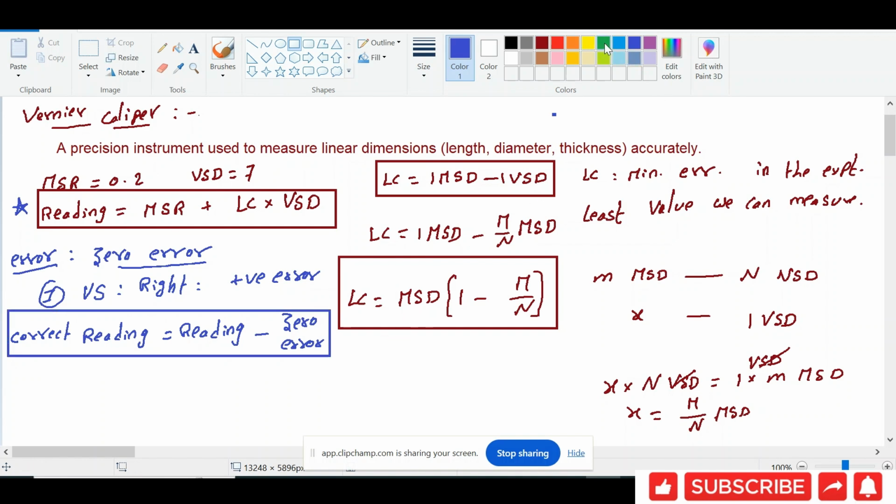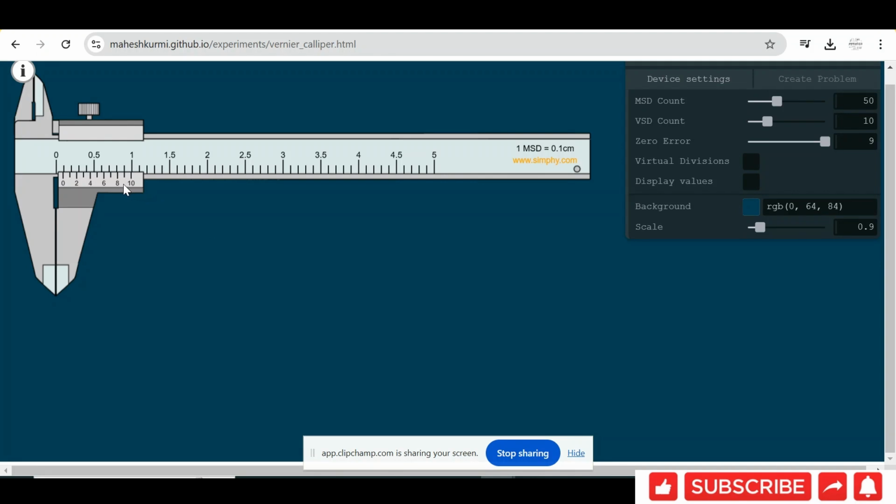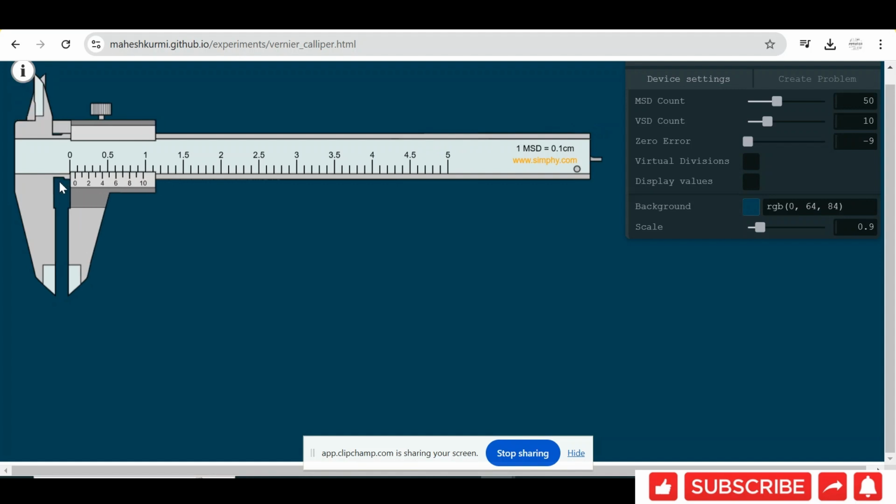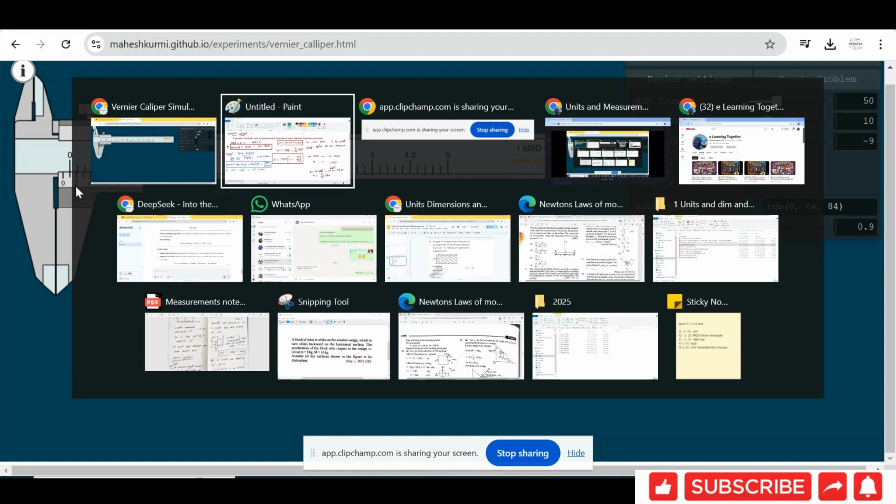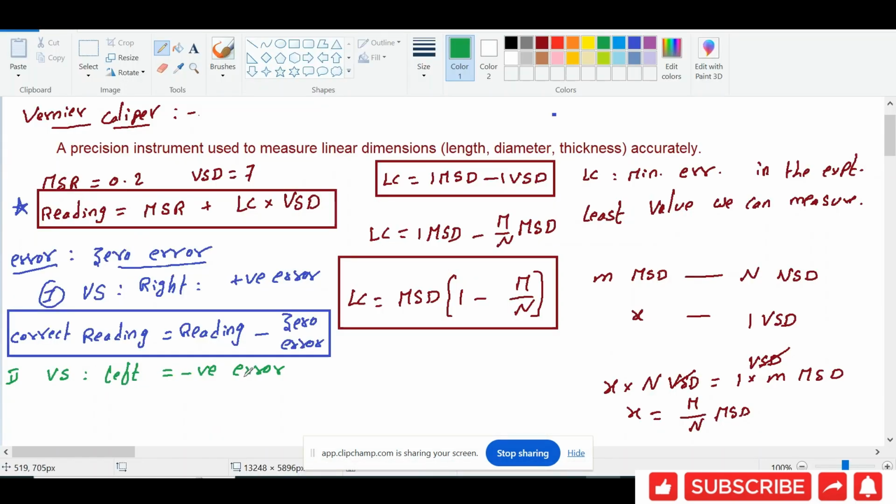Now is this the only case? No, there is a second case possible, that is negative error. Now the Vernier scale will go to the left side, I will show you the animation. That is called negative error. First we will see the animation. This is the positive error case, right? Now we'll animate it. You see the Vernier scale 0 is on the left side of the main scale 0. Here it was on the right side, now it is on the left side. This is called negative error.